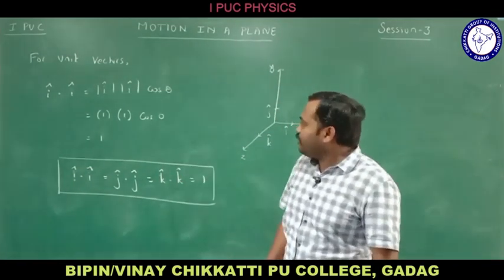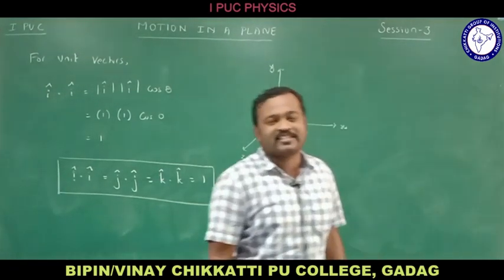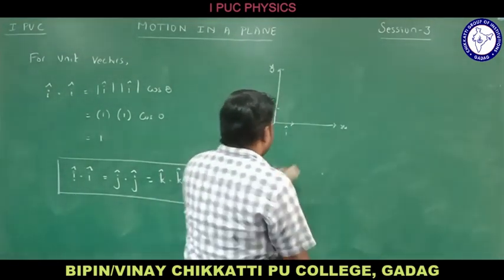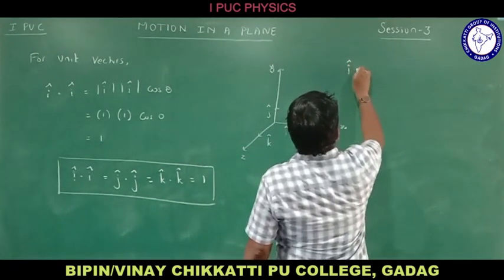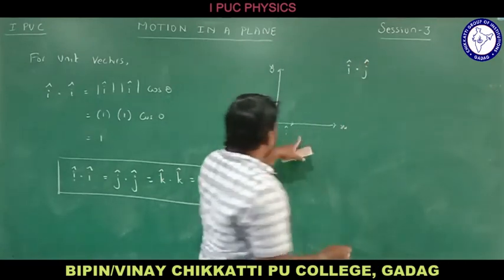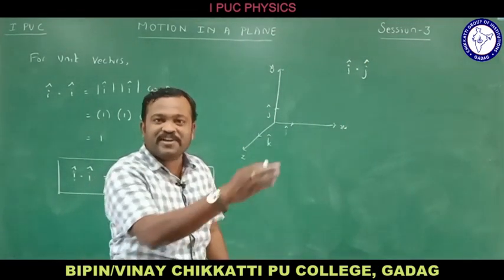Let me take two different vectors, i and j, and let us calculate the scalar product of those two. First of all, let me take i dot j. So what is the formula for a dot b? Modulus of a, modulus of b, cos theta.